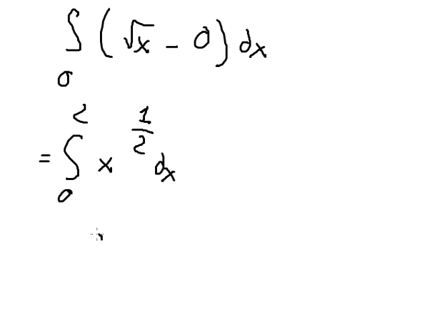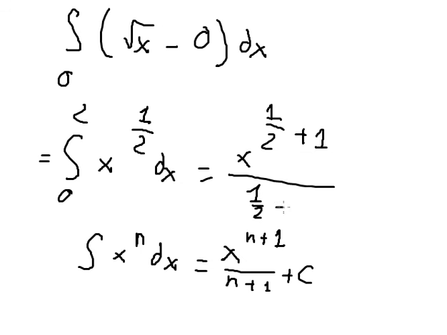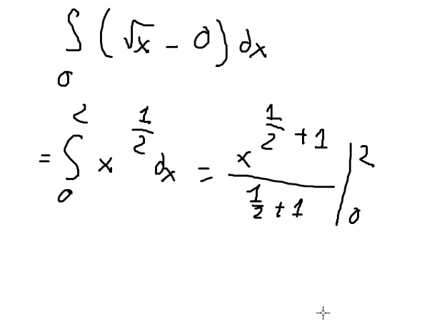So we have the formula in here. The integration of x to the power of n dx is x to the power of n plus 1 over n plus 1, and we put plus C. So this one we have x to the power of 1 over 2 plus 1, over 1 over 2 plus 1. And we put the bounds from 0 to 2. So after that, we can put 2 here and 0 here.